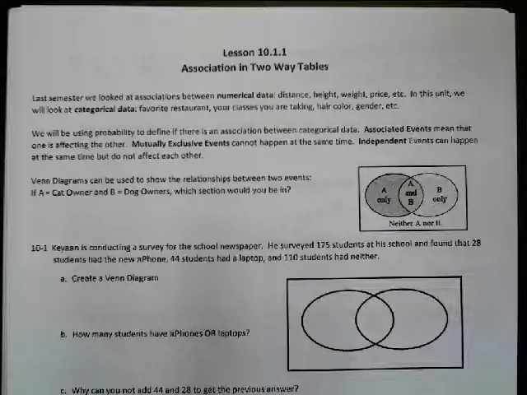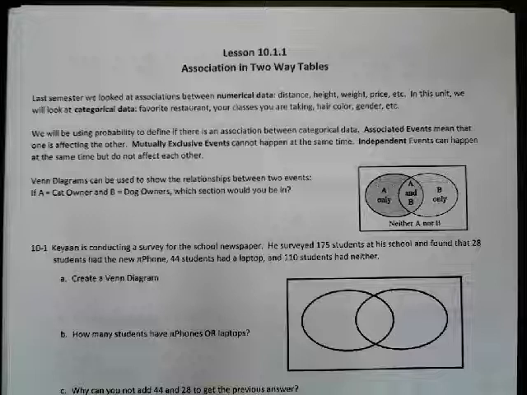And then we have events that we call independent events. These are events that can happen at the same time, but unlike associated events, where one kind of causes the other one to happen or makes it more likely to happen, independent events are, well, independent. They don't affect each other. So they happen at the same time, but don't affect each other.